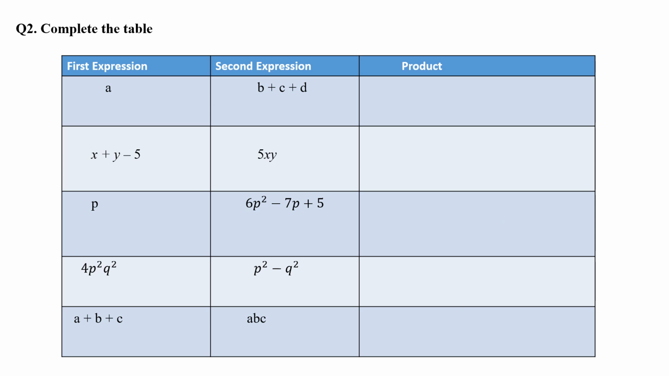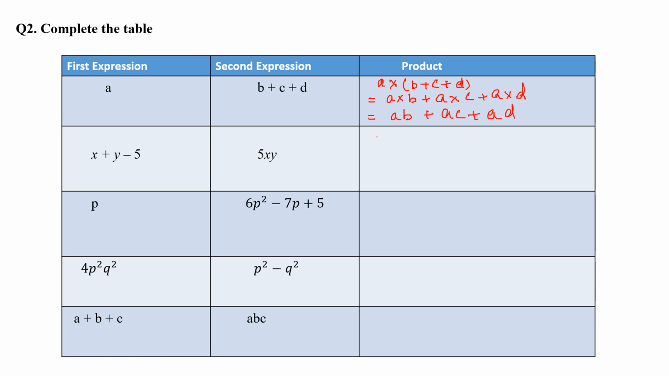So first you have to multiply A with B plus C plus D. So again you have to use the distributive property. So it will be A into B plus A into C plus A into D. A into B will give me AB plus AC plus AD. So this is the product of the first one.